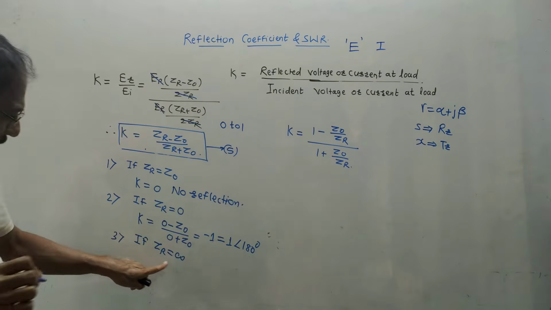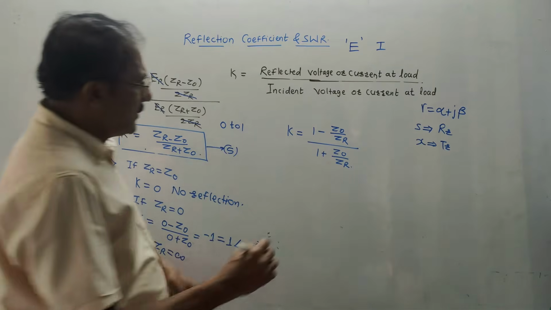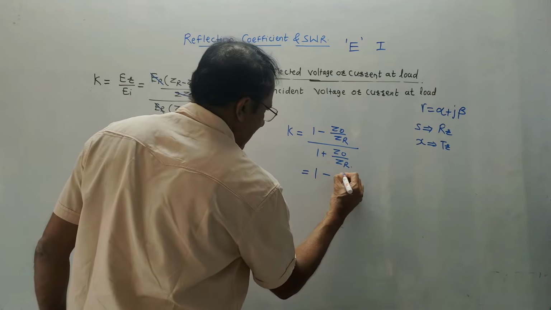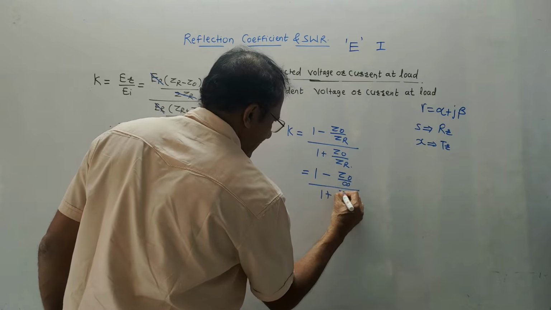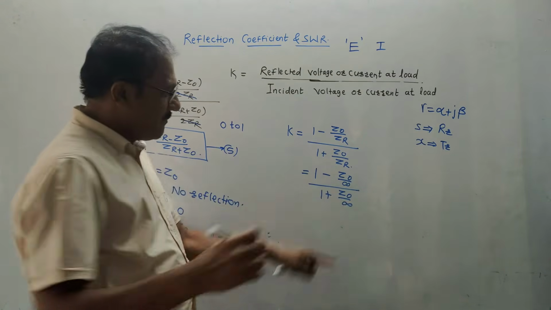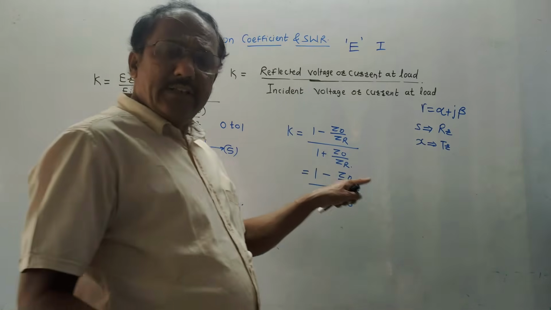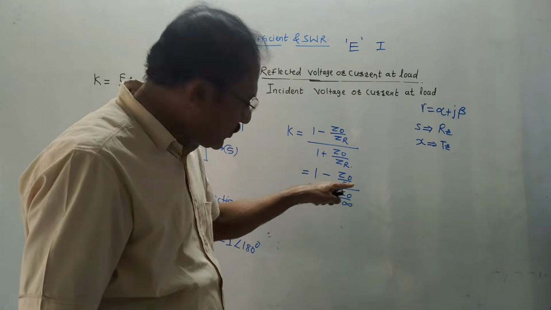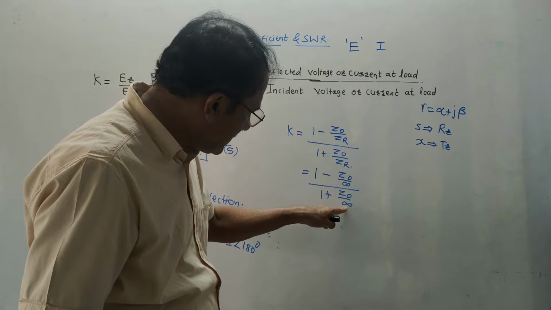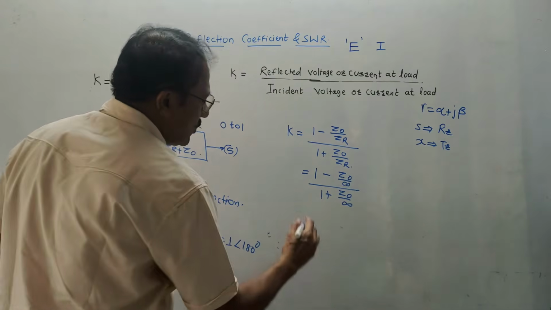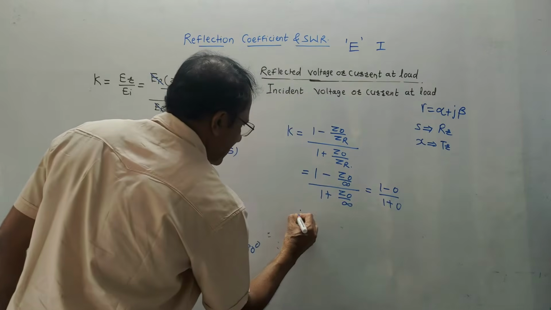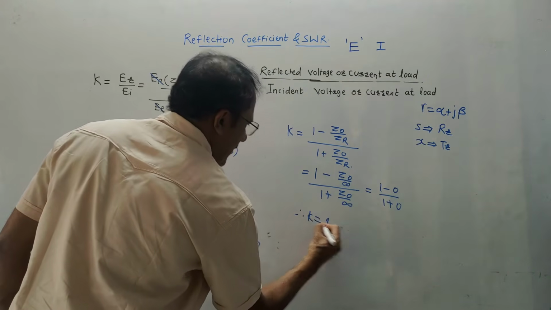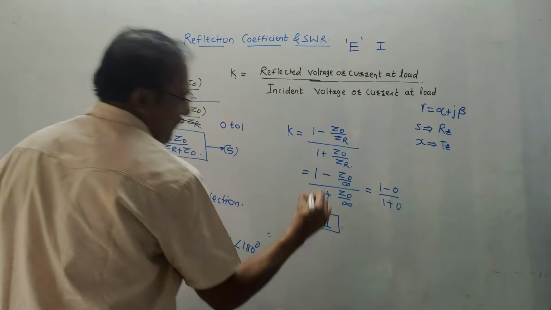Now what I said, I need to put ZR equals infinity. So this equation becomes 1 minus Z0 upon infinity divided by 1 plus Z0 upon infinity. Recall the identity, something upon infinity is 0. So Z0 upon infinity is 0. This Z0 upon infinity is also 0. So it is 1 minus 0 upon 1 plus 0. That means reflection coefficient is 1, which is the maximum value.